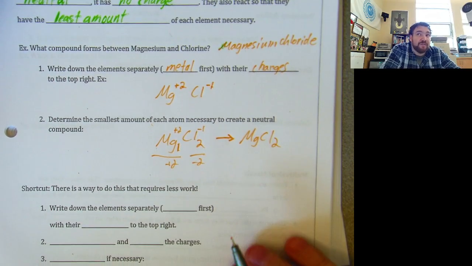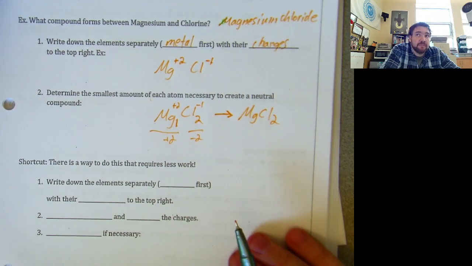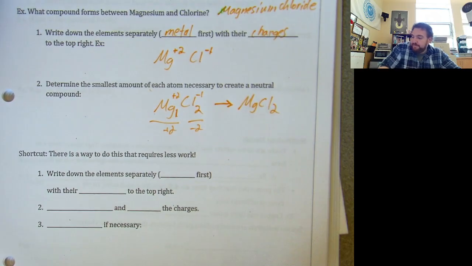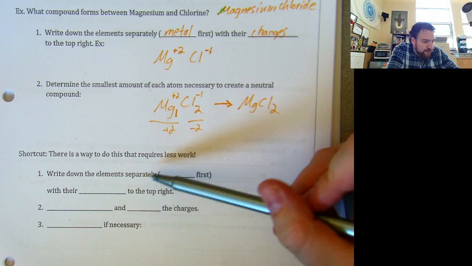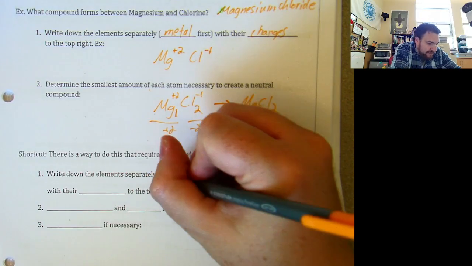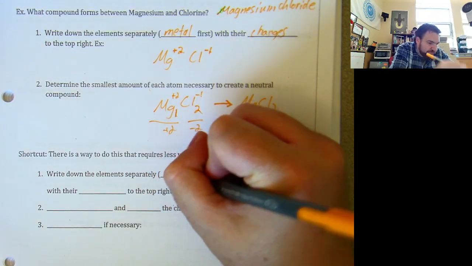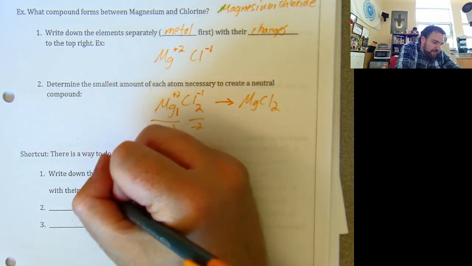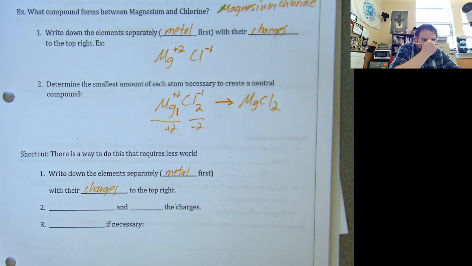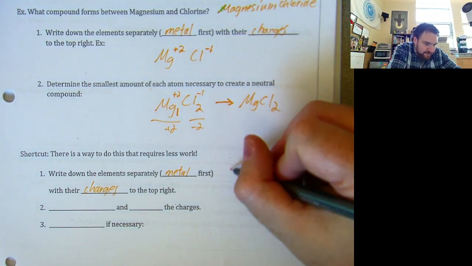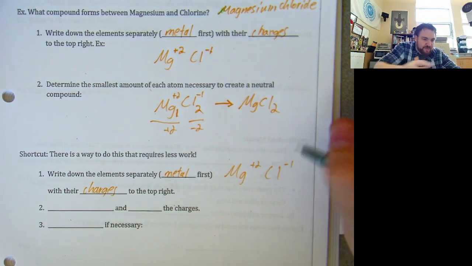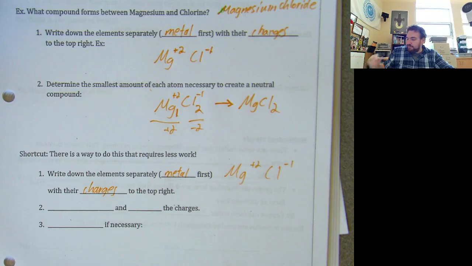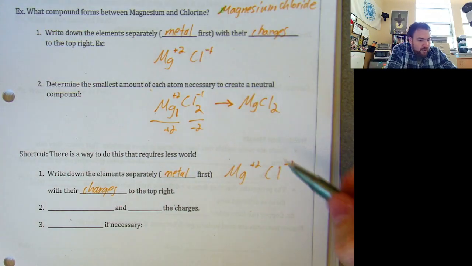Fortunately, there's a shortcut for this. And here's what it looks like. The shortcut for this looks like this. You want to write down the elements separately. Again, metal first, with their charges to the top right. So, I'll do the exact same example. We've got Mg with a charge of +2 and Cl with a charge of -1.